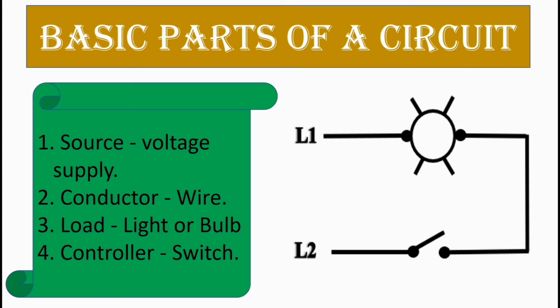Number 2, conductor o yung wire. Itong mga mahahabang linya, ito ang tinatawag na conductor o yung wire. Dito dumadaloy ang electricity. Number 3, load. Ito ang ating load. Commonly, gumagamit tayo ng light or bulb as our load. And number 4, controller. Dito naman, gumagamit tayo ng switch as our controller to turn on and off the circuit.